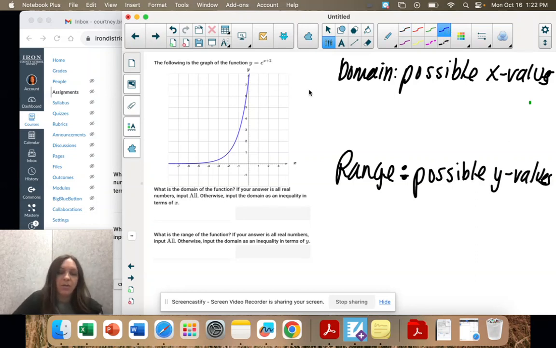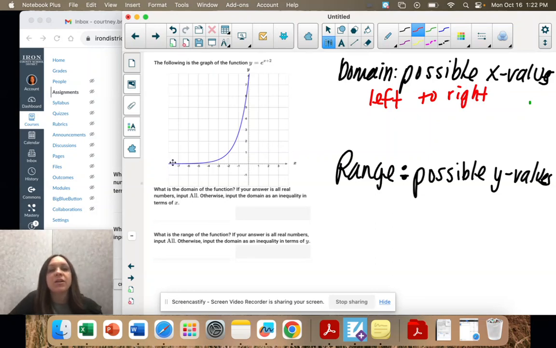So for domain, when we look at a graph, we go left to right, and we want to look at what are the numbers on the x-axis. So here, we're going all the way out forever and ever to negative infinity. And then the graph continues and it goes out, out, out until positive infinity. If we were to continue this graph, it would just go forever right towards positive infinity.